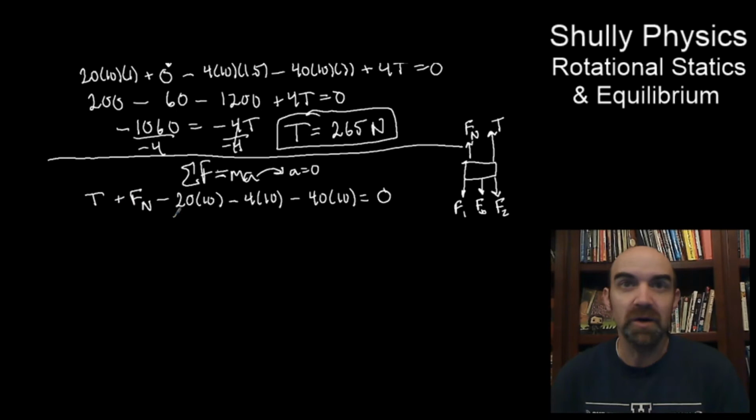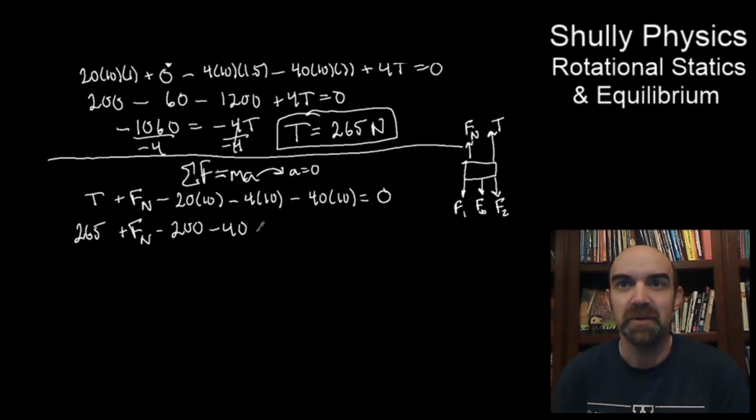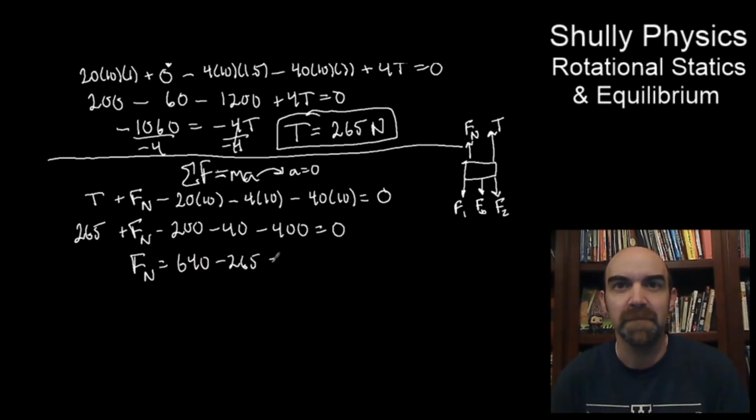Okay, what about this? We got 2 unknowns. No, we don't. We know the tension is 265 now. 265 plus the normal force minus 200 minus 40 minus 400 equals 0. Okay, we have a negative 640 plus 265. So our normal force, we bring that 640 over to the other side, 640. Subtract the 265 from it. We end up with 375 newtons.